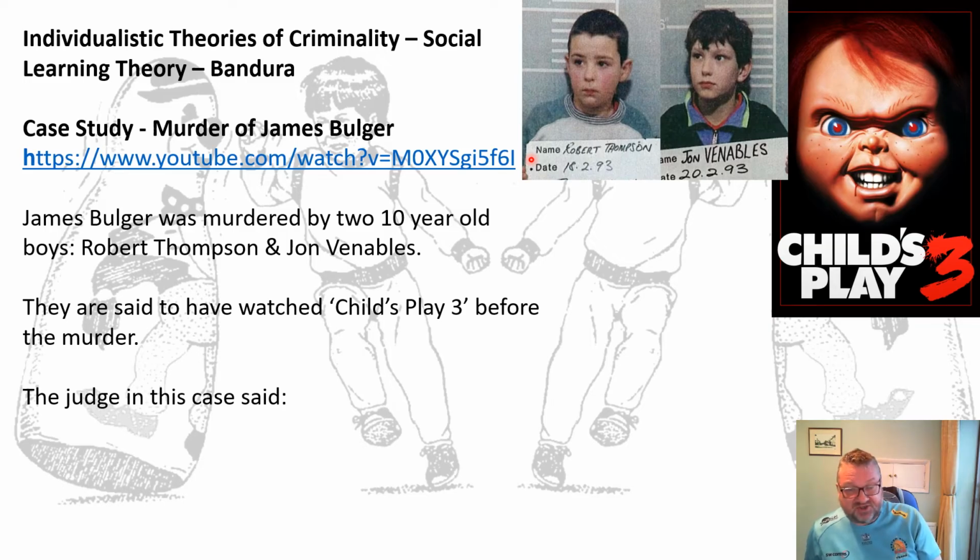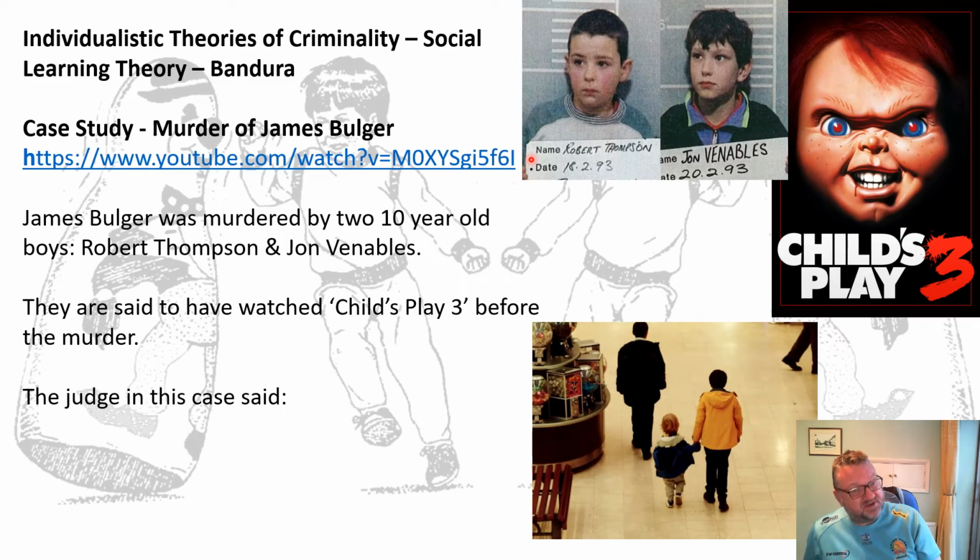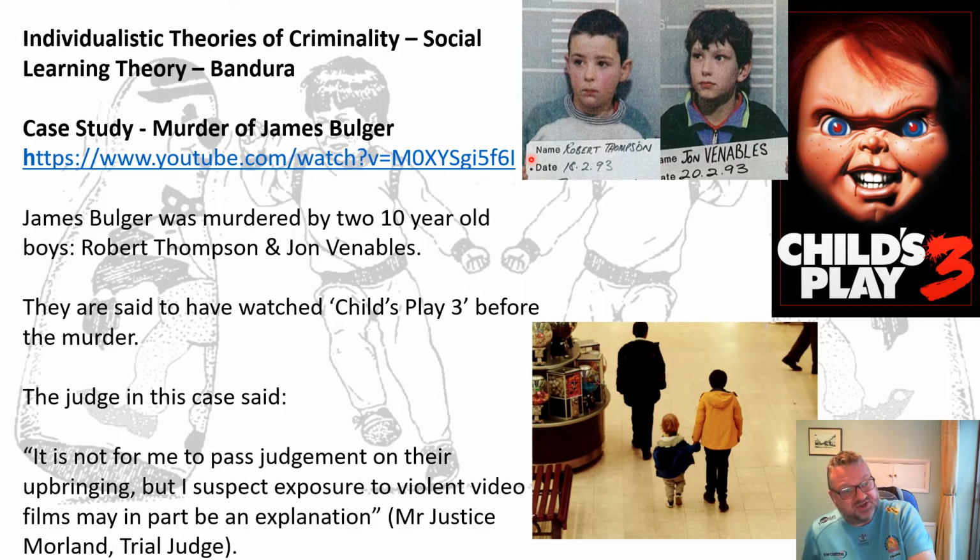The judge, in summing up at the trial, said, "It's not for me to pass judgment on their upbringing, but I suspect exposure to violent video films may in part be an explanation." So the judge made that link between watching the aggression and violence on Child's Play 3 to what they did to Jamie Bulger. And if you watch the YouTube channel, it will tell you exactly what they did. And here you see the two boys taking Jamie Bulger out of the shopping centre, and they lead him off onto railway tracks where they ultimately murder him.